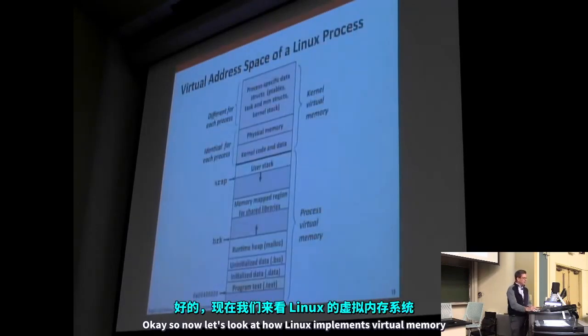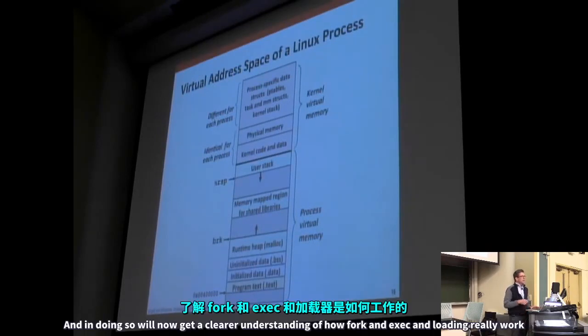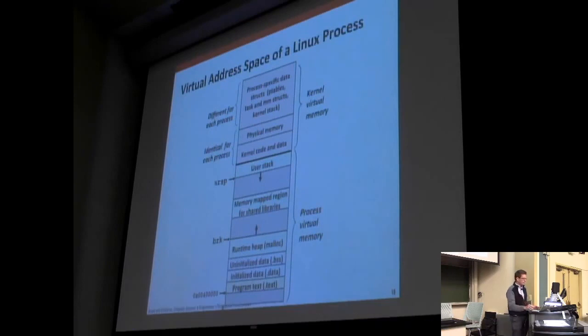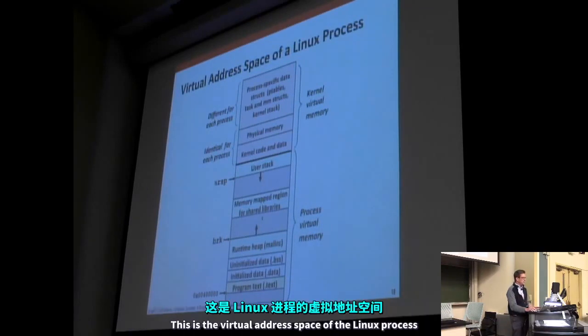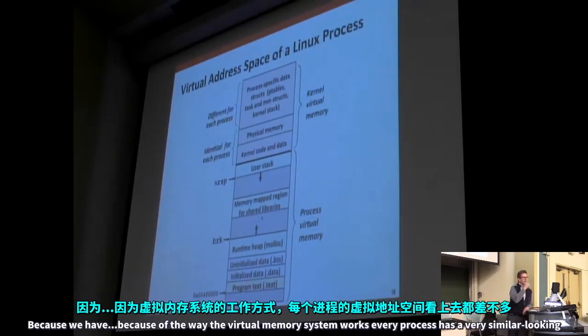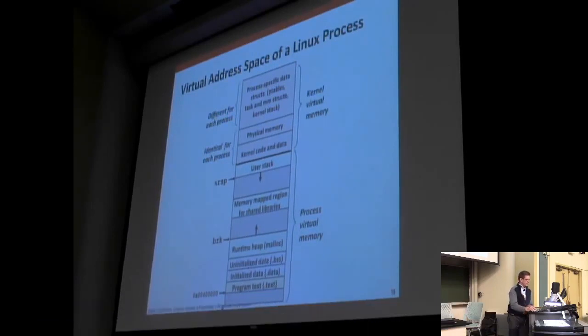Okay, so now let's look at how Linux implements virtual memory. And in doing so, we'll get a clear understanding of how fork and exec and loading really work. Okay, so we've seen a picture like this several times before. This is the virtual address space of a Linux process. And because of the way the virtual memory system works, every process has a very similar looking address space.